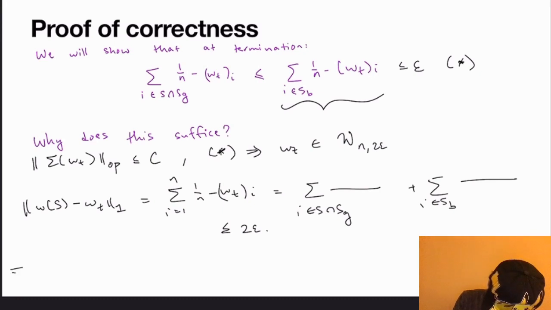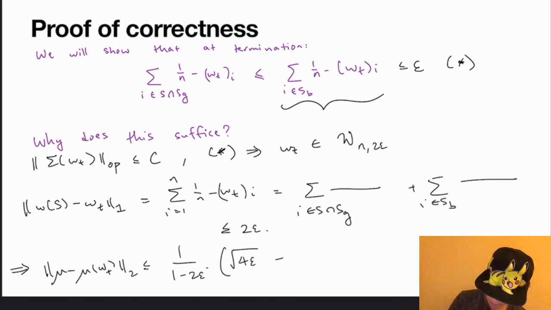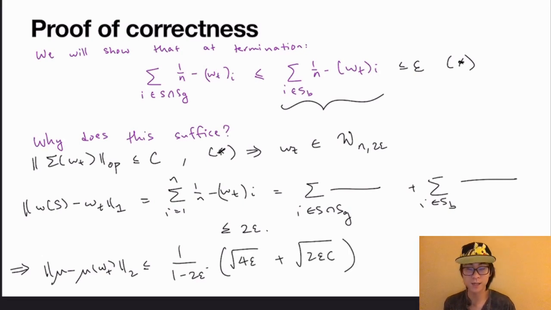But then the spectral signatures lemma immediately implies that the 2 norm of mu minus mu of Wt is at most something like 1 minus 1 over 2 epsilon times the square root of 4 epsilon plus the square root of 2 epsilon c. And so notice that as long as epsilon is less than 1/2, this is something like order root epsilon. And that's it. So this says that all it suffices to prove is this condition star.